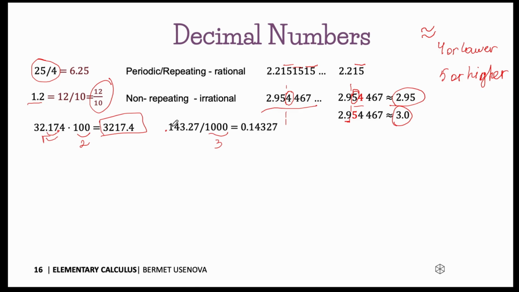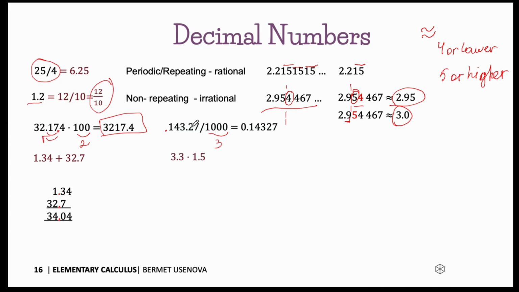0.14327. Adding and subtracting decimal numbers is similar to integers. However, they need to be carefully aligned under one another according to the decimal point. Like here, you can see we align them under each other, and then we have an answer.